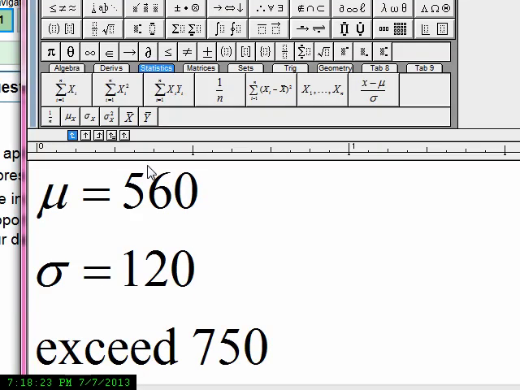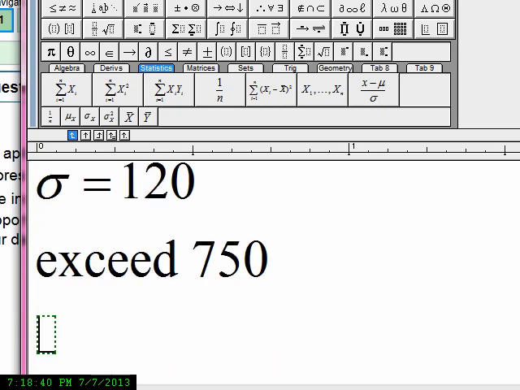So in this problem, I've written down that the mean is 560, the standard deviation is 120, and we want to determine if their score exceeds 750. That means that they are a potential leader. So what we're going to do is find the z-score that corresponds to exceeding 750. So z is equal to x minus mu. You know what, this is in text mode, so let me change the style. Back to math mode. So z is equal to x minus mu all over sigma.